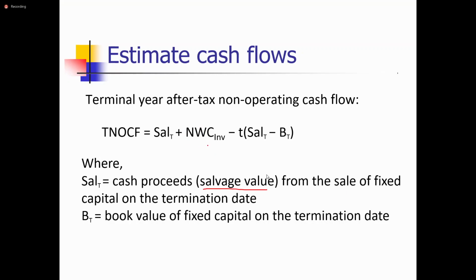Then you have to adjust the net working capital change. Here in the terminal year, we sell the existing capital assets. So actually it is not an increase but a decrease in the net working capital. A decrease means it is a cash inflow, so then you can add it to the terminal year cash flow.